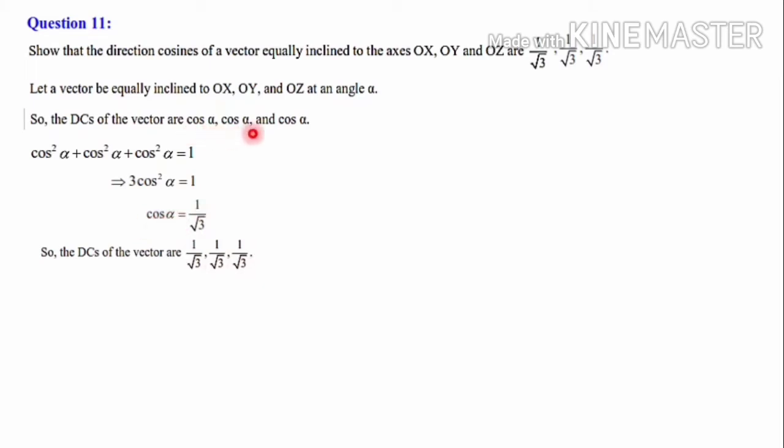Here L, M and N are same. Direction cosines are represented by L, M and N. Here L square plus M square plus N square is equal to 1. By using that formula we calculated the value of cos alpha. So cos alpha means direction cosine. Usually we denote it with the symbol L. L is 1 by root 3, M and N are also 1 by root 3. So the direction cosines of the vector are 1 by root 3, 1 by root 3 and 1 by root 3. Next we shall discuss question number 12.